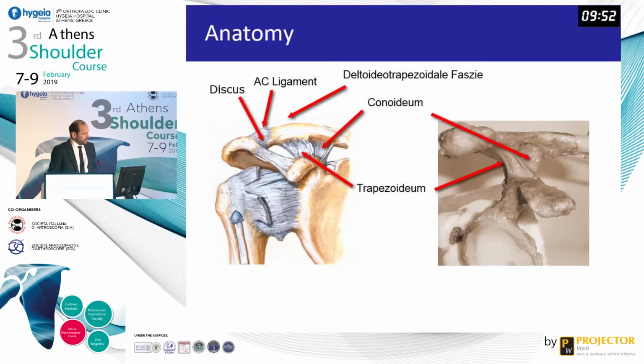Okay, thank you. Well, this is what we all know. This is the restraints of the AC joint. We know important, especially for the vertical instability, that's the CC ligaments, and then we have for the horizontal stability, especially the AC joint capsule.